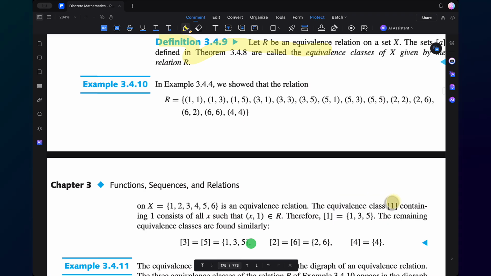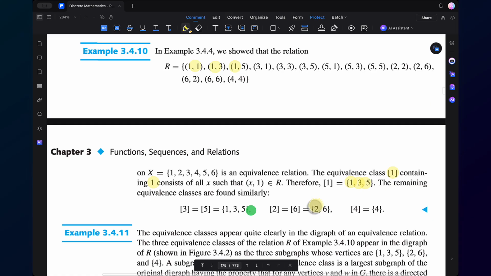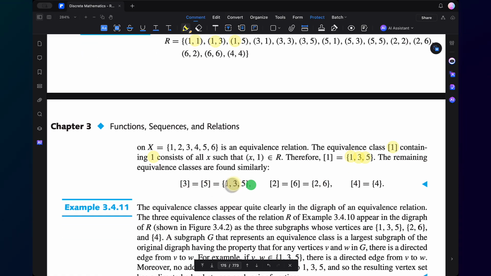So here, what is the equivalence class of 1? Well, that equivalence class contains 1, and so what else does it contain? Because of this and this and this, the equivalence class of 1 is 1, 3, and 5. Those three things are in the equivalence class of 1. They're related to each other. So that's the equivalence class. The equivalence class of 3 equals the equivalence class of 5, the equivalence class of 2 equals the equivalence class of 6, and the equivalence class of 4 is the equivalence class of 4.